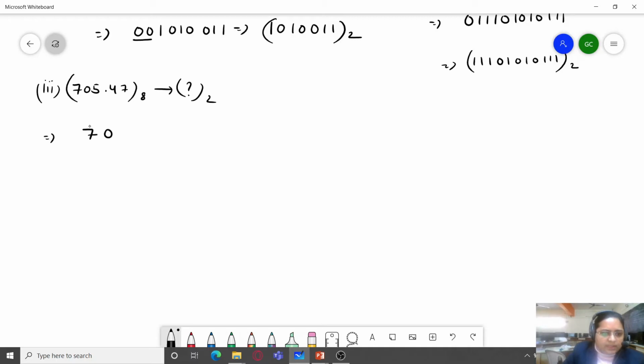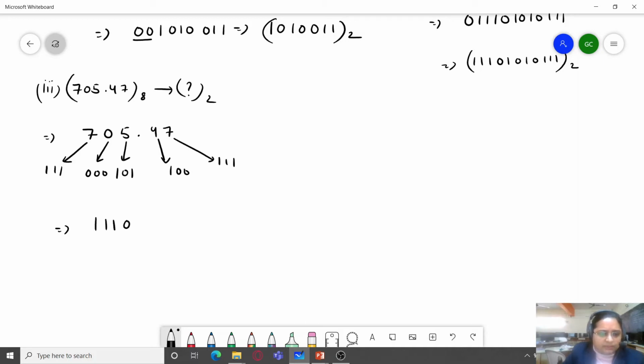Now here you can see that this number has digits after the decimal point. So it's not going to make any changes, because we just have to write the binary equivalent of the digits. Same way 4 will be 100, 7 will be 111, and if we write all of them together, after this 101 there was a dot, so I'll write a dot and then the remaining bits after the decimal point. So this is the answer. Next one.